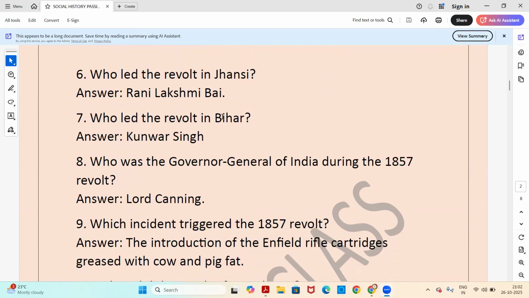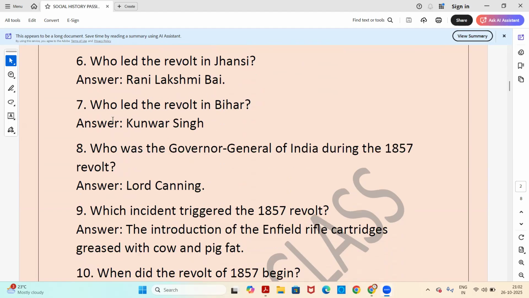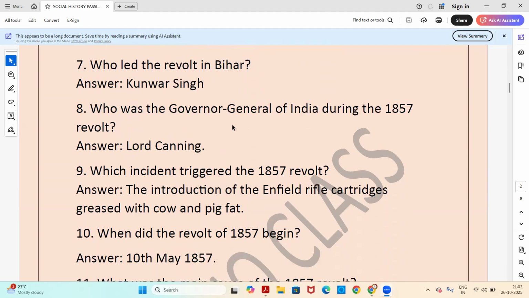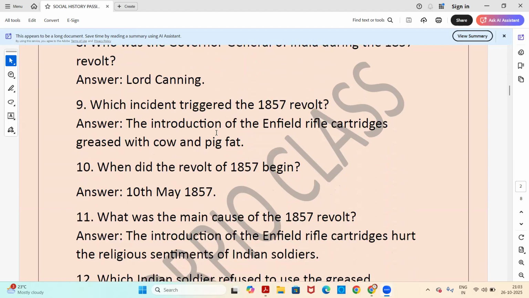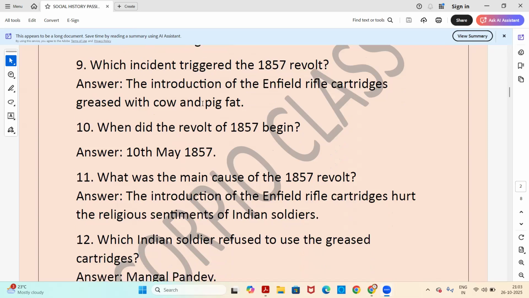Who led the revolt in Jhansi? Answer is Rani Lakshmi Bai. Who led the revolt in Bihar? Answer is Kunwar Singh. Who was the Governor General of India during the 1857 revolt? Answer is Lord Canning. Next, which incident triggered the 1857 revolt? Answer, the introduction of the Enfield rifle cartridges greased with cow and pig fat. This incident triggered the revolt.